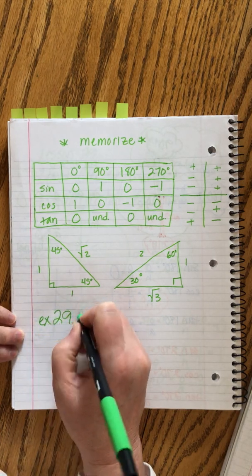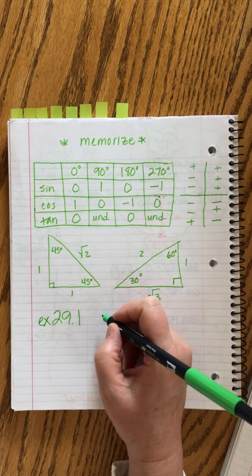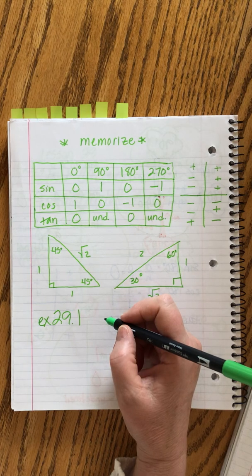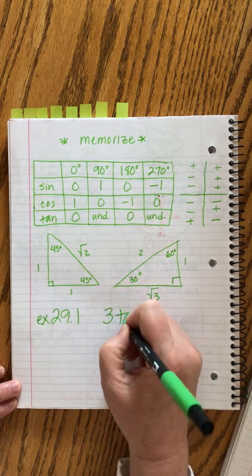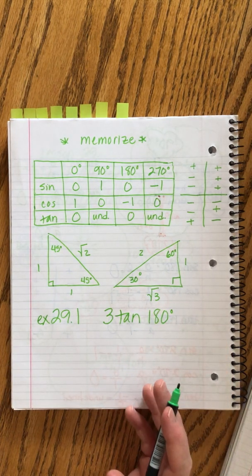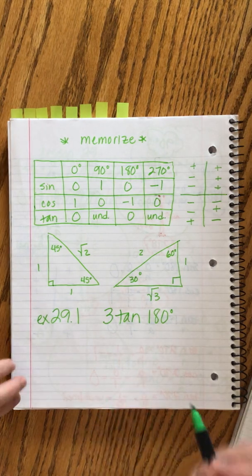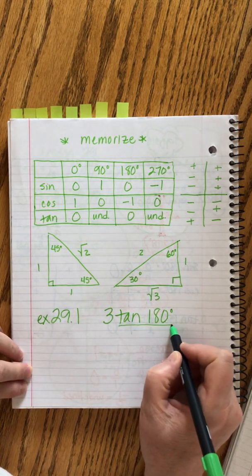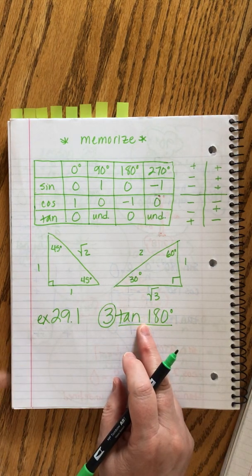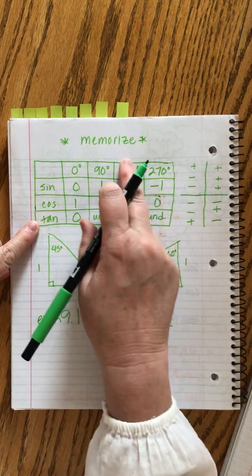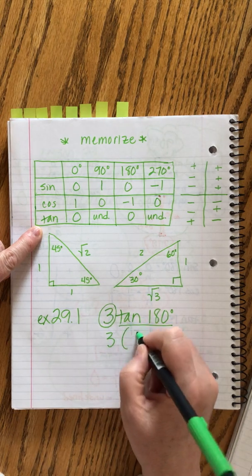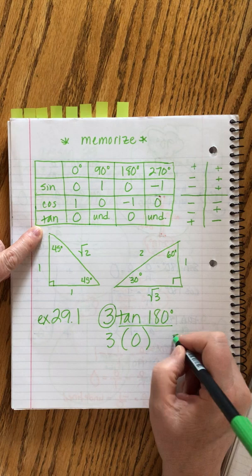Example 29.1. It says draw the figures necessary to find 3 tangent of 180. I don't want you to worry about drawing the figures. I want you just to see how simple this is. It's just like our other problems. We start by finding the tangent of 180, and then we're going to multiply it by 3. How do you find the tangent of 180? Right now, all you have to do is look right here. 180 degrees tangent. It's 0. So this is 3 times 0, which equals 0.